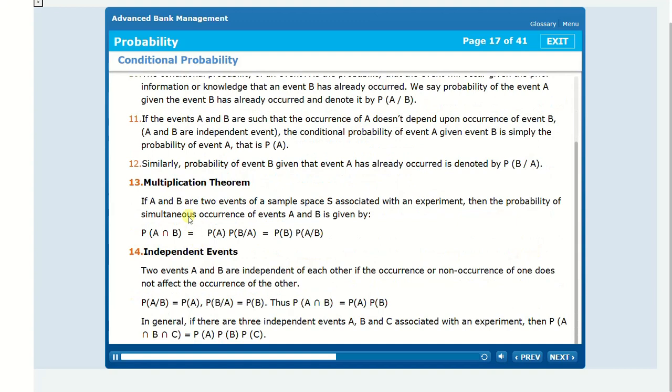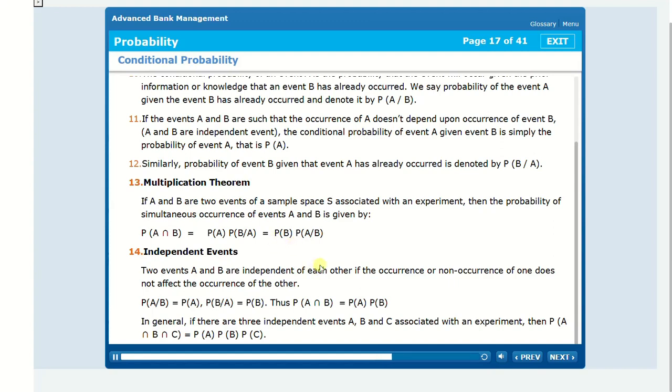Multiplication theorem. If A and B are two events of a sample space S associated with an experiment, then the probability of simultaneous occurrence of events A and B is given by P(A ∩ B) = P(A) P(B|A) = P(B) P(A|B).